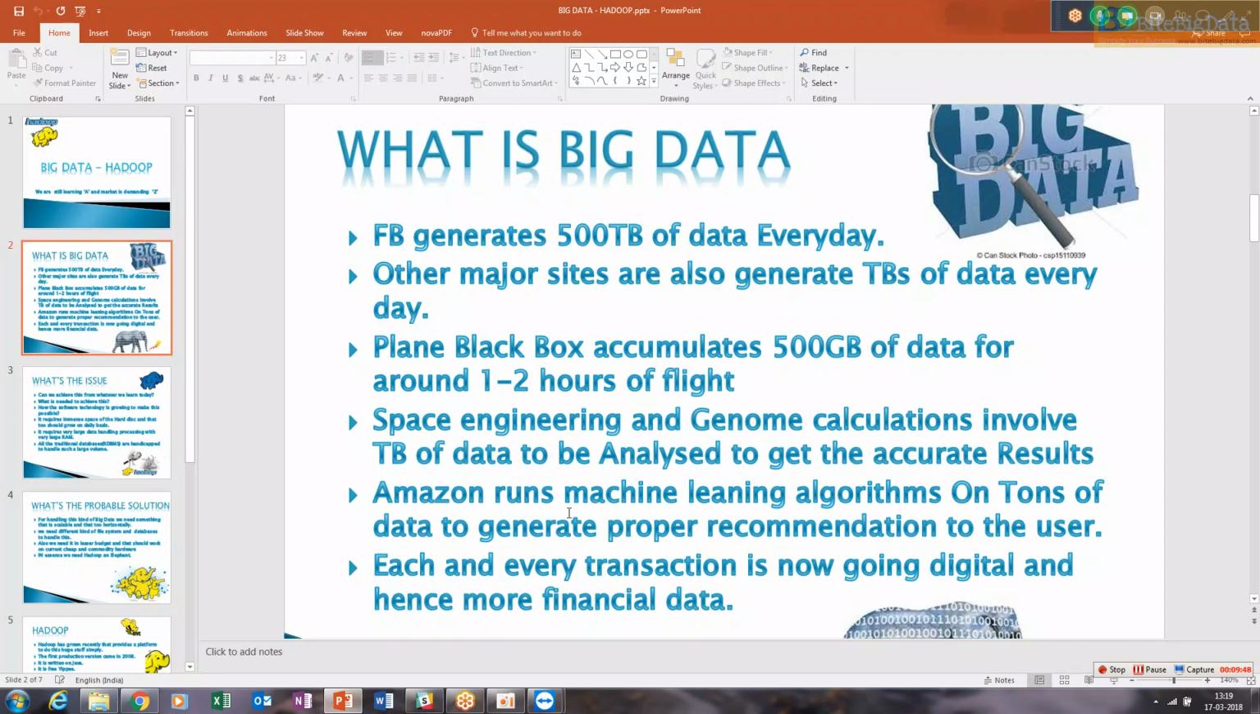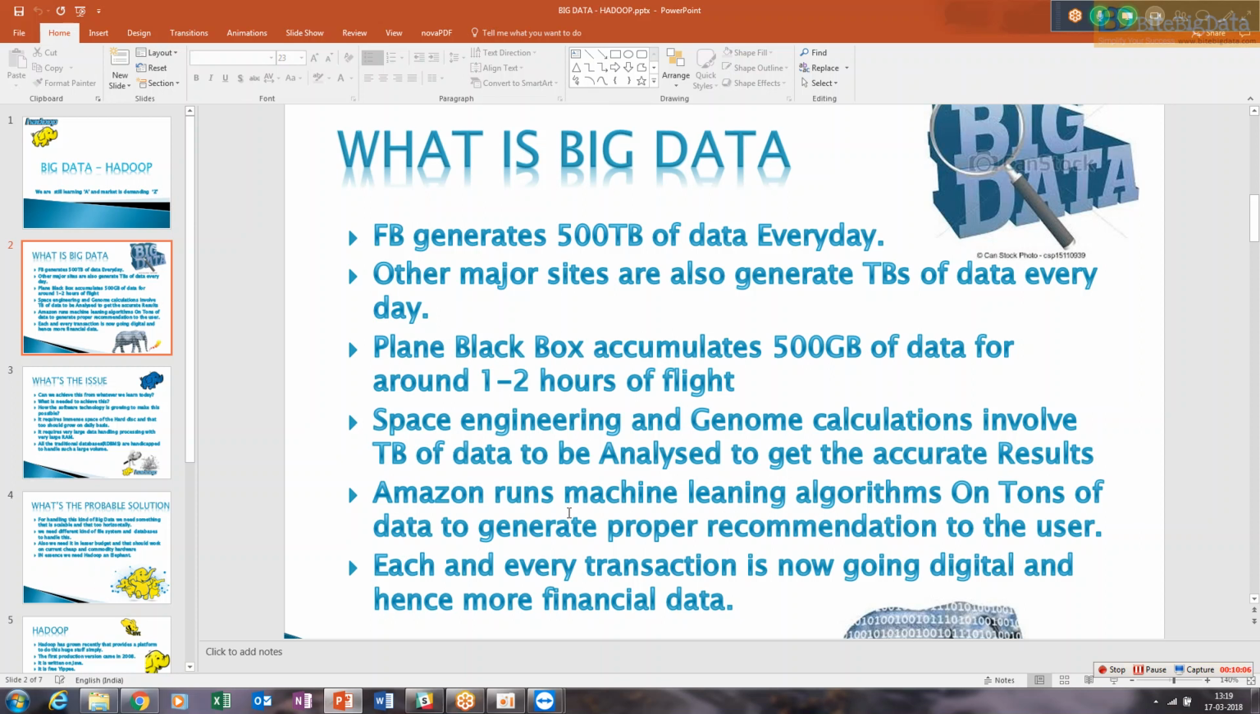I will show you some websites or some companies who are handling data in really very big size, and it is very difficult for us to understand how they are actually handling it, right? So let's go through this slide.